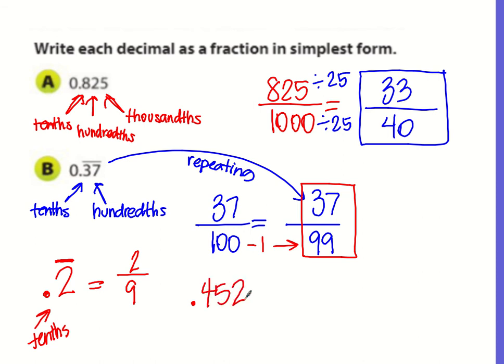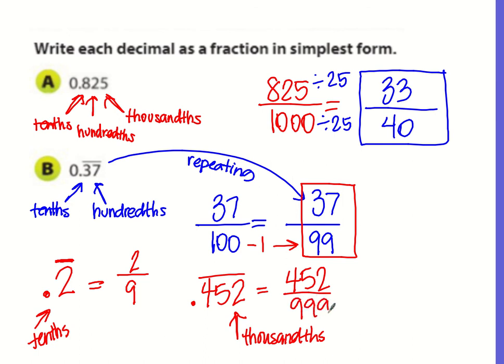452 thousandths, and we'll do that repeating. So this ends in the thousandths. So instead of being 452/1000, because it's repeating, it would be 999. Okay? So that's how you change repeating decimals to fractions.